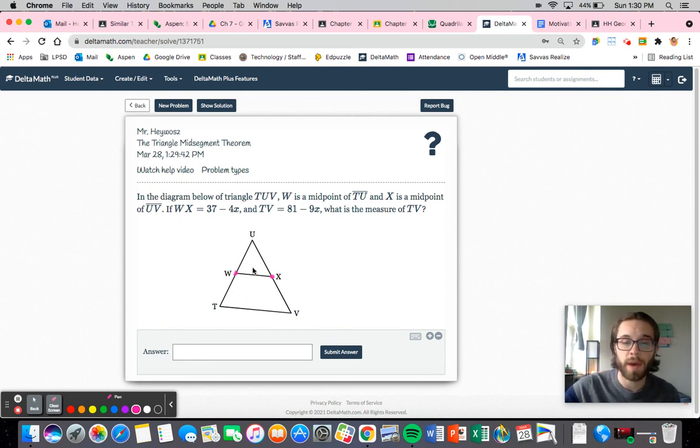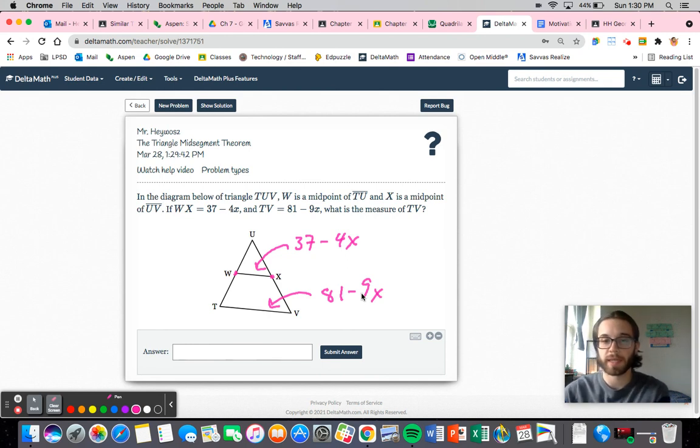So I know that WX right here, that's going to be 37 minus 4x. I know TV is 81 minus 9x. Now I know essentially what this is saying is that this is half of this. So this times 2 has to be equal to this, all right? So that is ultimately going to be, minus 91.